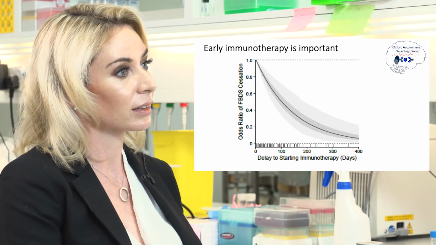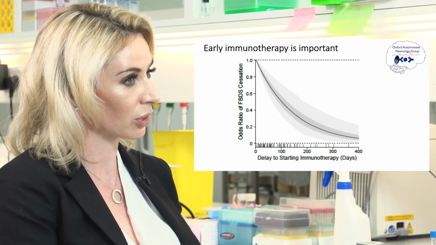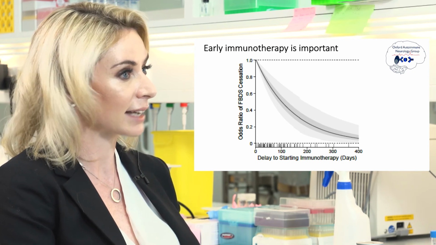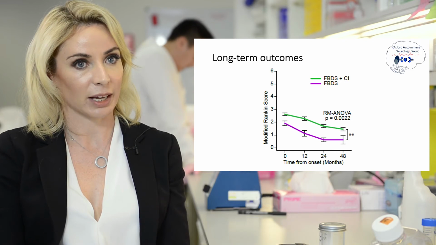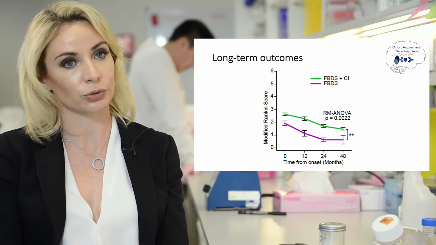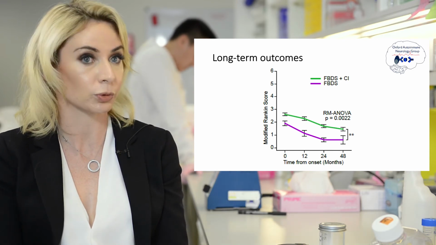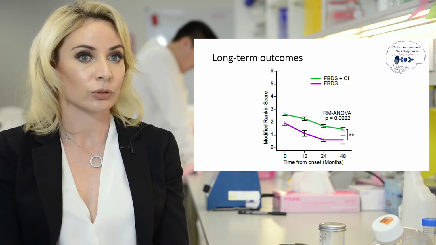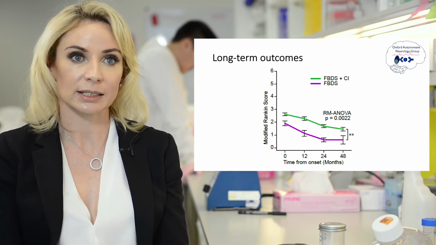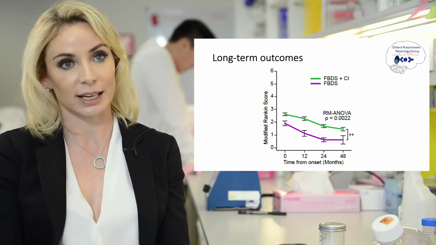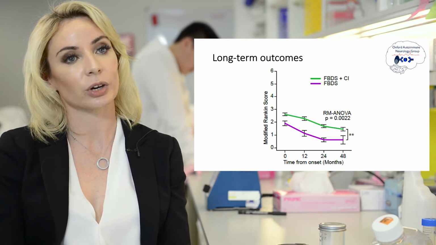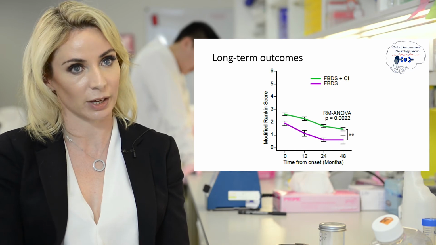For each week that people had delay in treatment with immunotherapy, there was 5% less chance that you'd be able to stop the seizures. Patients with cognitive impairment had higher mRS scores throughout the course of their illness, which would be expected. They unfortunately had reduced independence and worse outcome functionally. Despite treatment at 48 months, they were still worse off than patients without cognitive impairment.